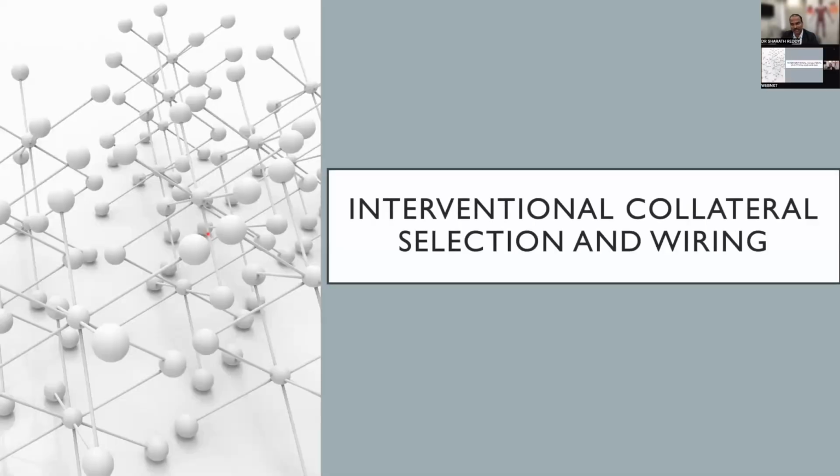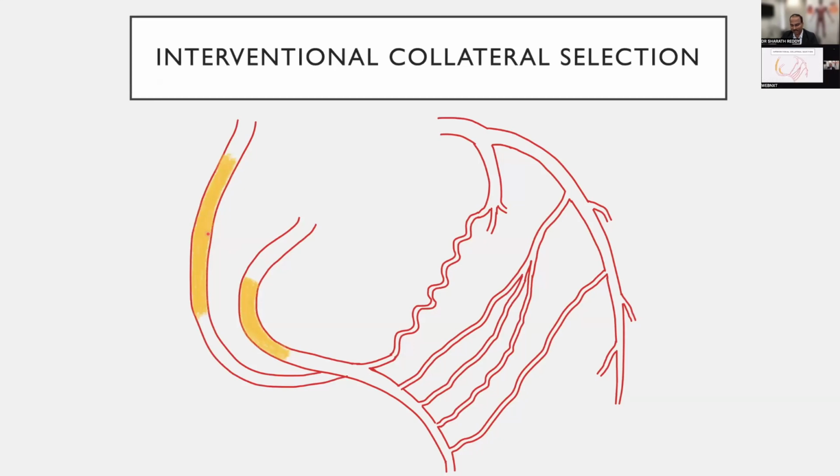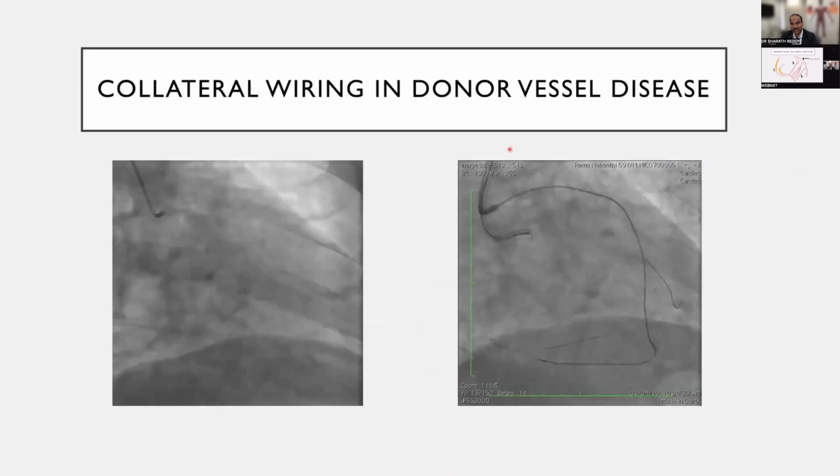Coming to interventional collateral selection and wiring, we have three interventional collaterals. The best is the SVG graft if available. In a post-CABG patient, even a closed SVG graft can be used as a conduit. The next best is septal collaterals, and the last one is the epicardial collateral, in terms of safety of intervention through these collaterals. Whenever you are choosing a collateral, you have to be mindful of donor vessel lesions. Are there any lesions proximal to the collateral you have chosen in the main vessel? That's very important, which also decides your strategy.